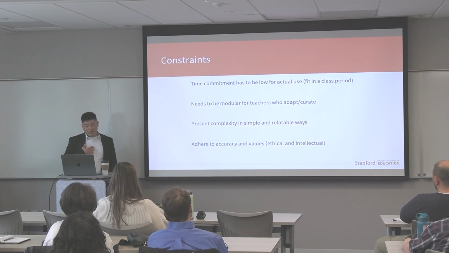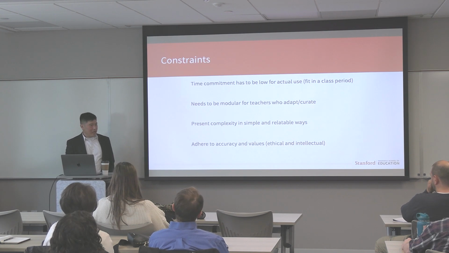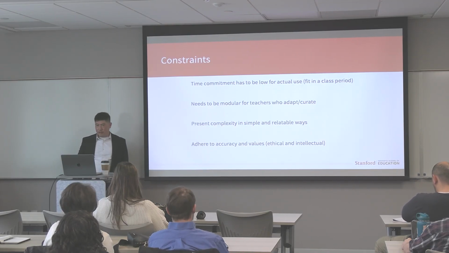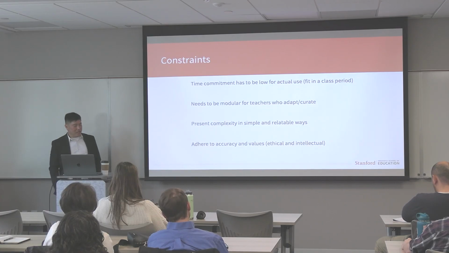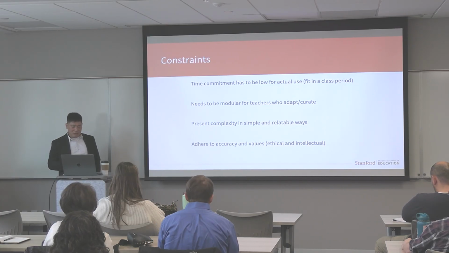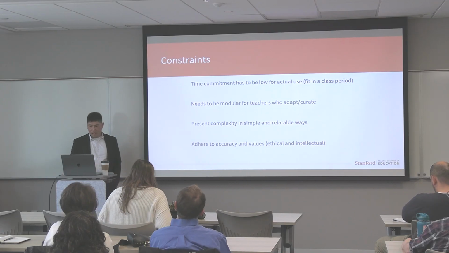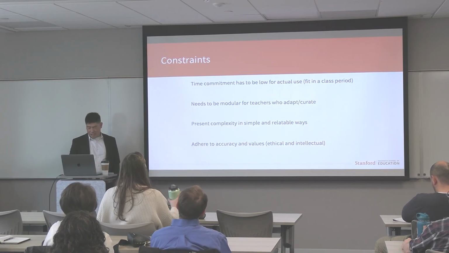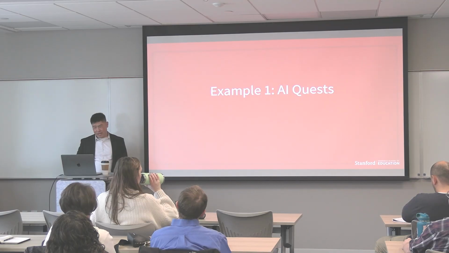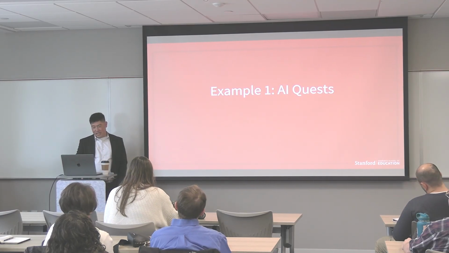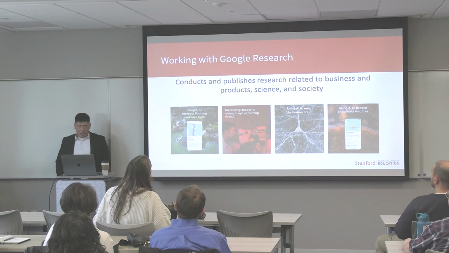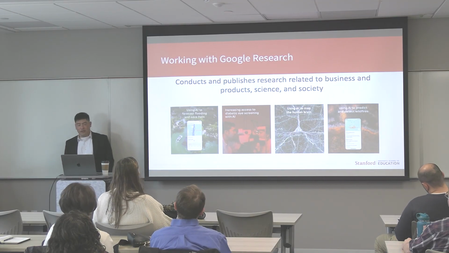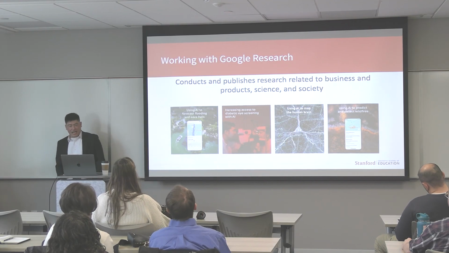And then we want to make sure that, for us to feel good at night, it adheres to accuracy and values, so ethical and intellectual values. Are we representing AI correctly in terms of how we want people to think about it? Are we making sure to elevate ethical concerns that are going to hit the right spot? So I'm going to present 2 cases of the work that we've done in this space over the next 15 minutes. The first one is AI Quests. This is a project that is done with Google Research. One of the things I appreciate about Google Research is they are very active in academic research.